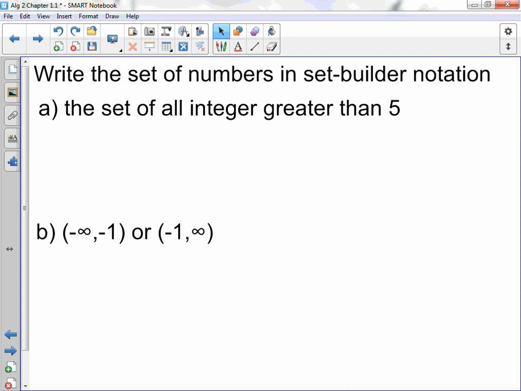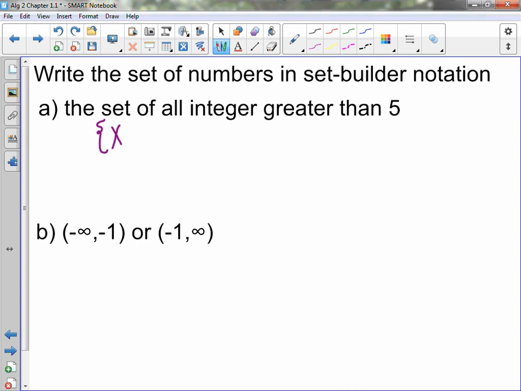Writing the set of numbers in set builder notation. So set builder notation is our bracket x. So our first one is a set of all integers greater than 5. So can I just do parentheses x bar? Well, no, because that is saying what? The set of all real numbers x. But we don't have the set of all real numbers. We have the set of all integers.